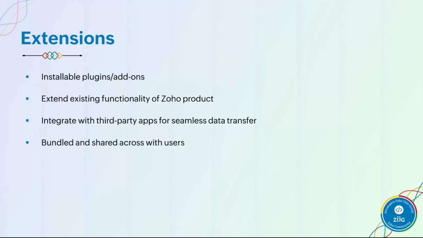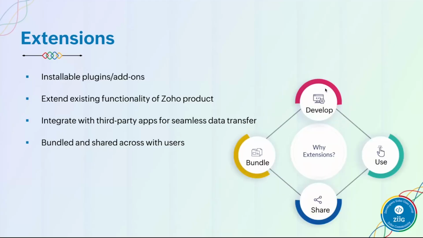And that extension can be shared across with your organization users so that they can install it and use those functionalities as part of their Zoho product. So as I mentioned, you can go ahead and develop the customizations that you require together as an extension. That extension can be bundled and published to get an installable plugin. So installable plugin is like an installation URL. That installation URL can be shared across with the users whom you want to use your extension functionalities. So the users can go ahead, install and use those extension functionalities as part of their Zoho product, thereby enhancing the existing functionality of the Zoho product.